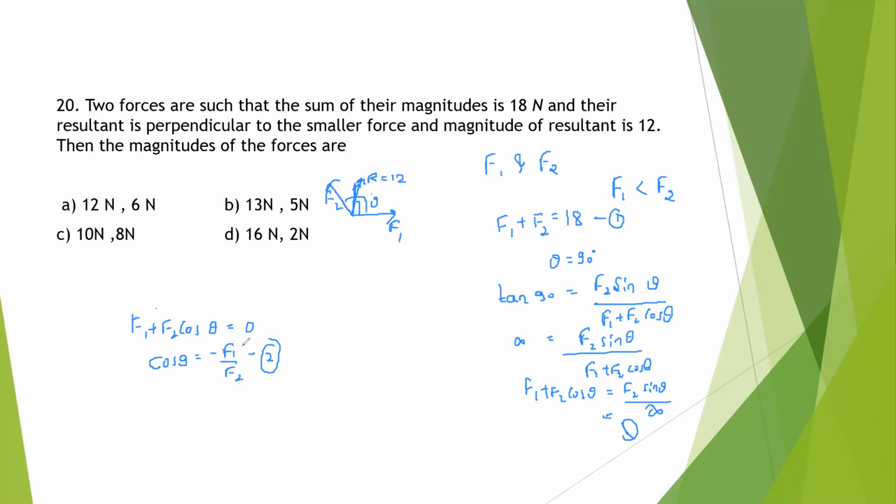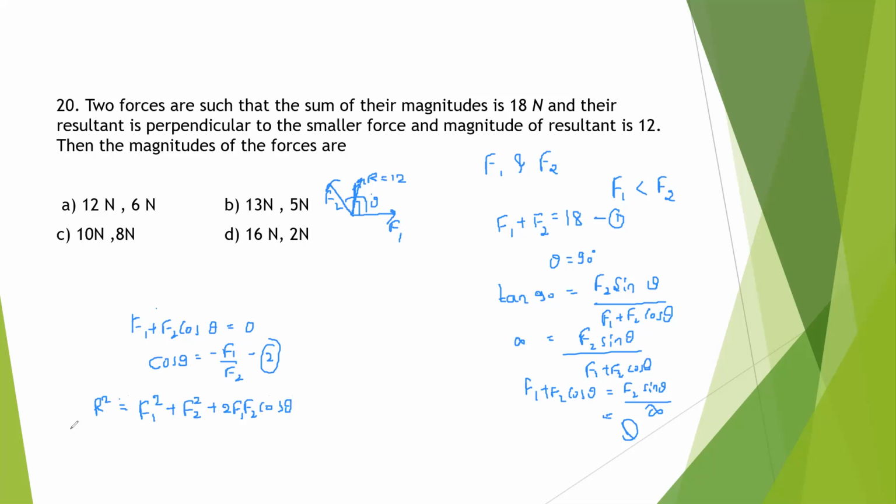Equation 2 is cos theta is equal to minus F1 divided by F2. Now the resultant is given by, so here tan 90, what I have written, that is the angle. Now I can take the resultant formula. R is equal to root of F1 square plus F2 square plus 2 F1 F2 into cos theta. I don't want to take it in a root, so I'll take it in a simplified form, that is R square is equal to F1 square plus F2 square plus 2 F1 into F2 into cos theta.